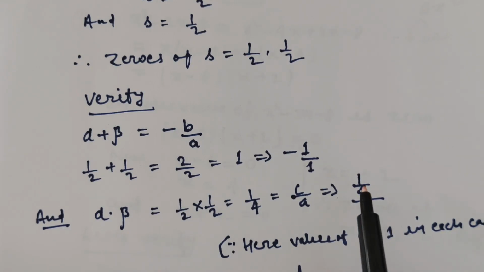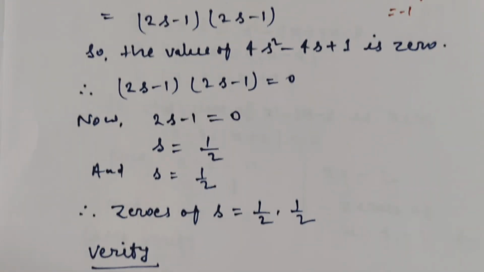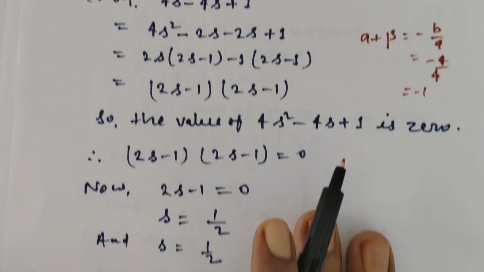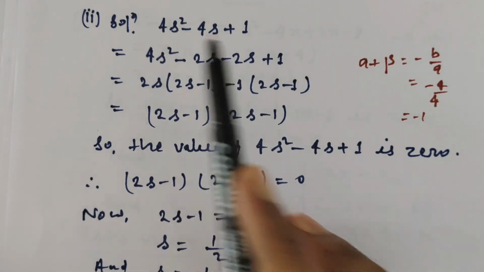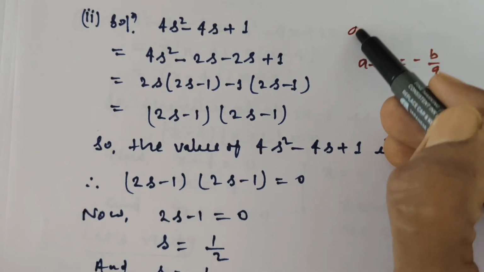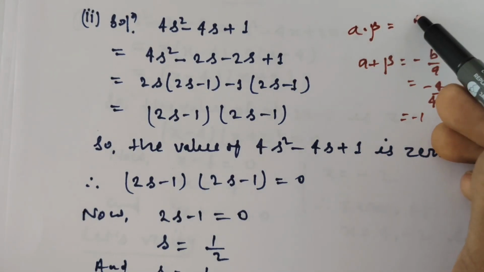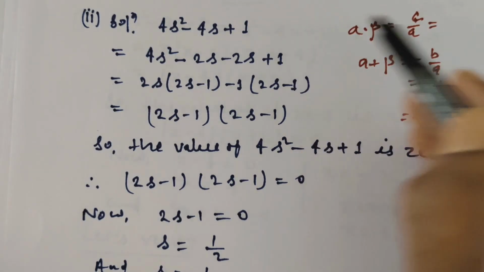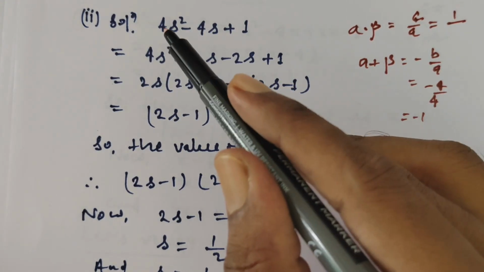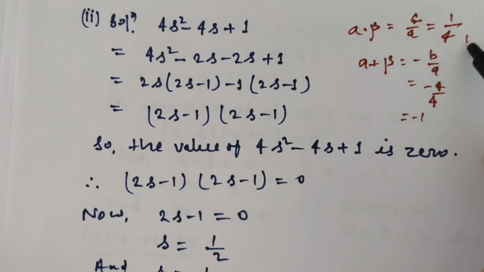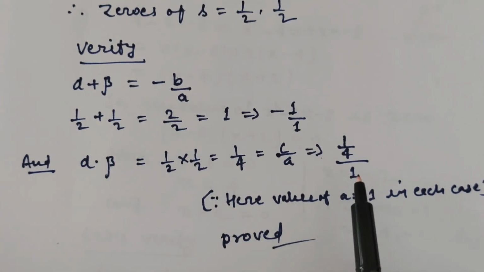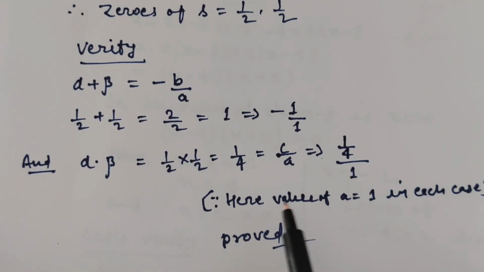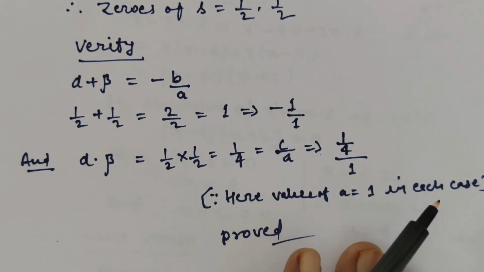On this basis, 1 by 4 is the product of the zeros of this polynomial. Here 1 is c, because the product of the zeros of the polynomial will be c by a. So put the value of c as 1 and the value of a as 4, so 1 by 4 is your final answer. I have taken 1 because it indicates the value of a is 1 in each case. So I can set the proof.